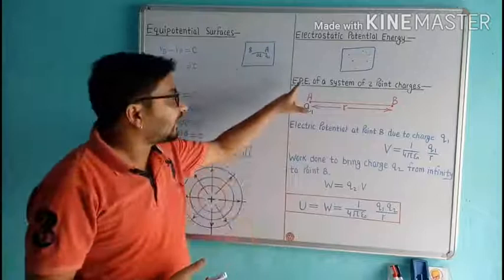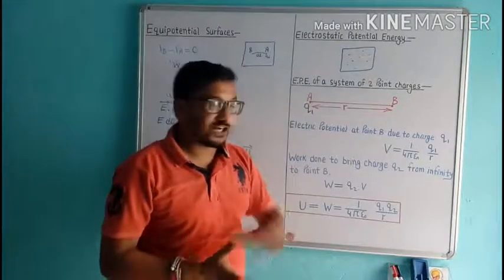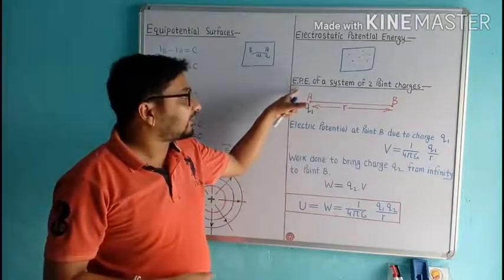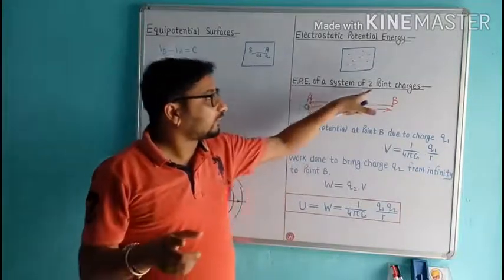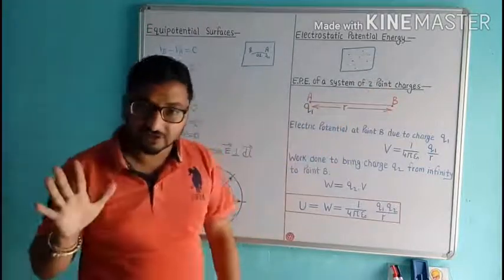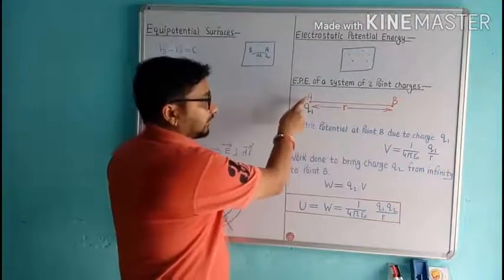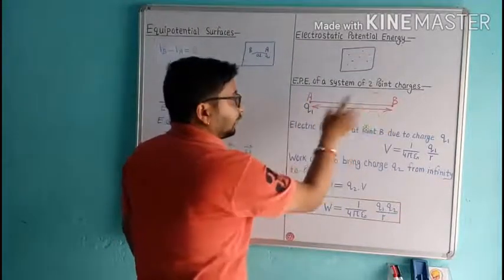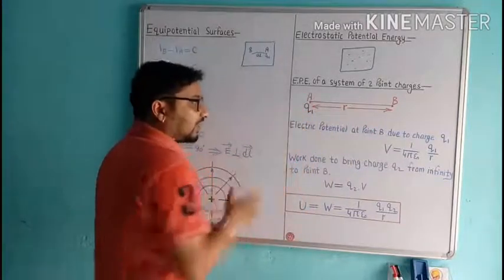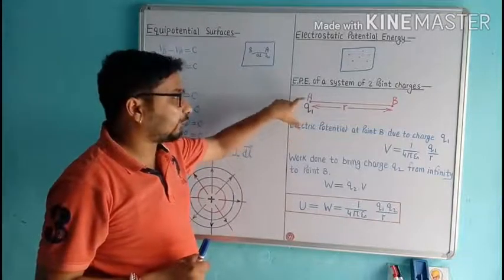Now next is electrostatic potential energy of a system of 2 point charges. It is defined for a minimum of 2 point charges, not 1 point charge. Now suppose there are 2 points A and B having distance r, and at point A a charge Q1 is situated.